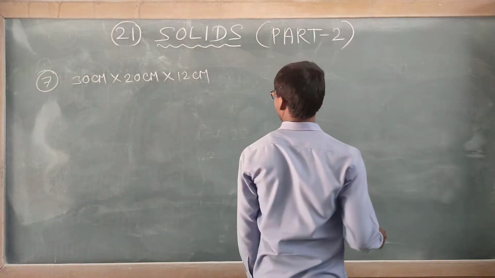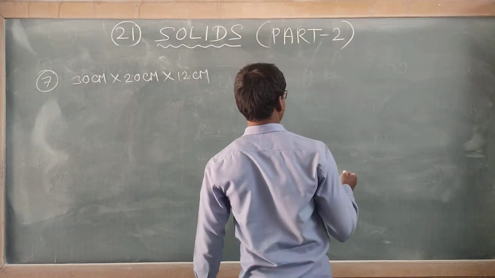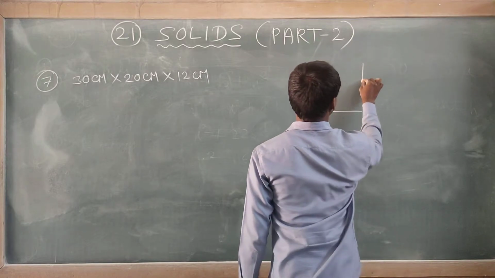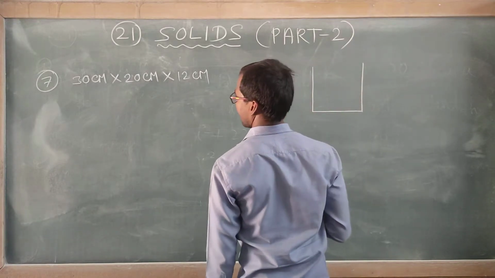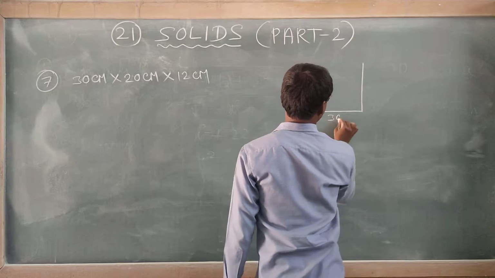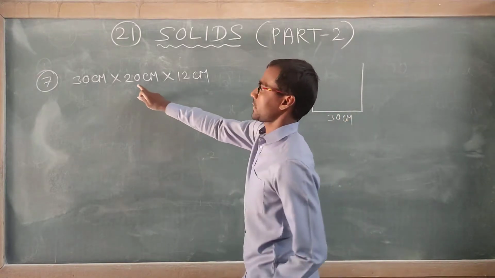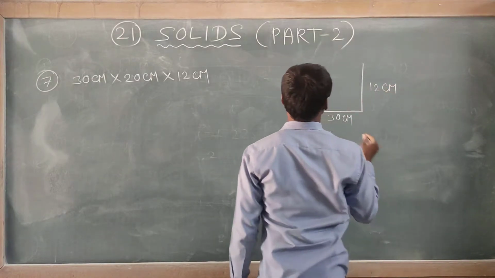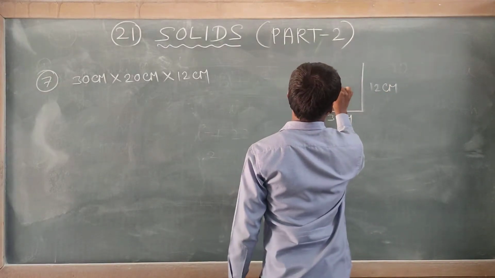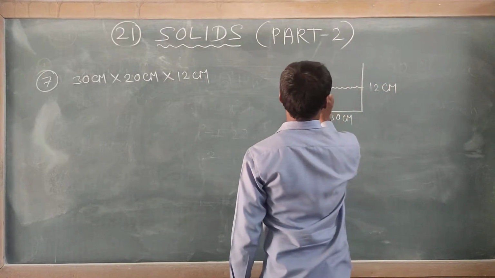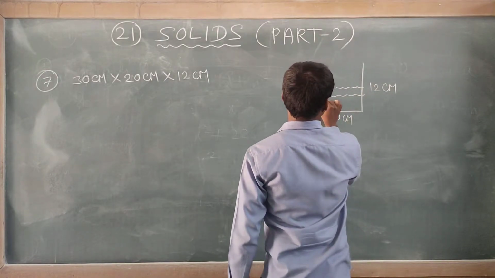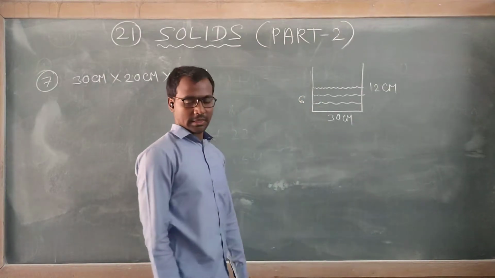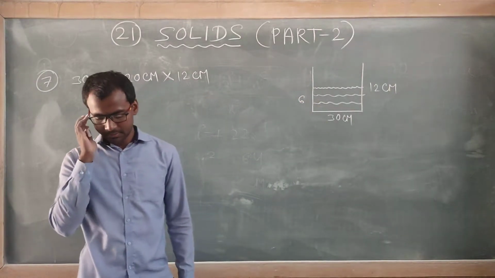So let us draw a diagram. Actually, a 3D picture cannot be drawn here, but still try to understand. Side view of the container. Suppose this is 30 cm. Breadth, 20 cm, I cannot show, and this is 12 cm. Water was up to this, there was water up to 6 cm. Then what happened?